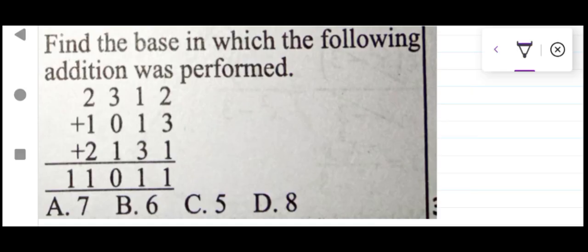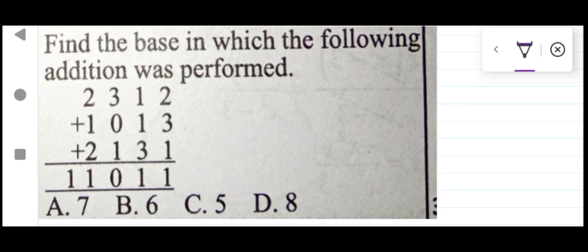You have been solving addition of number bases the wrong way. Let's see this question and get it started. The question says, find the base in which the following addition was performed. 2312 plus 1013 plus 2131 gives 11011. And for you to solve this question, you would want to do this.